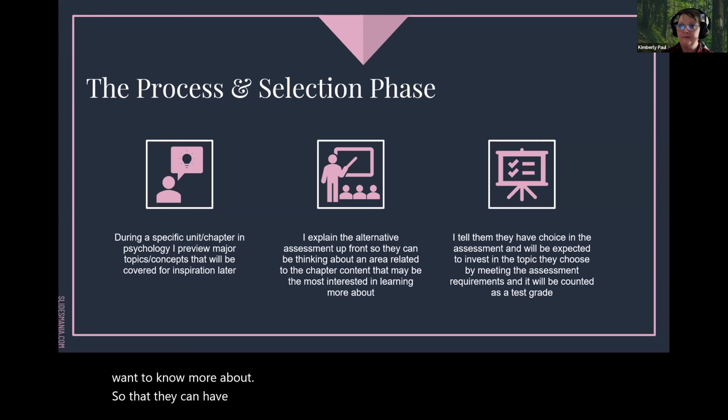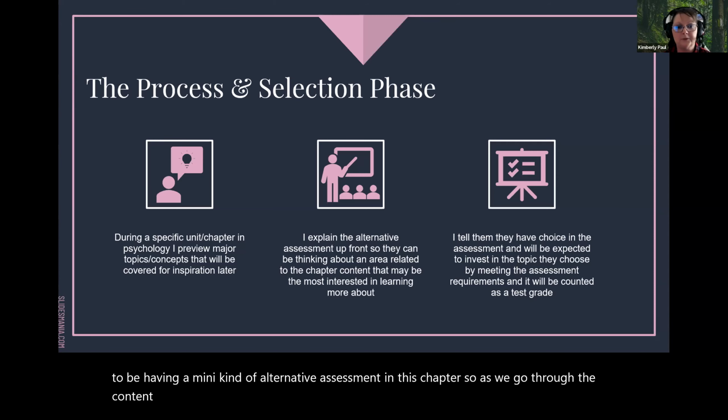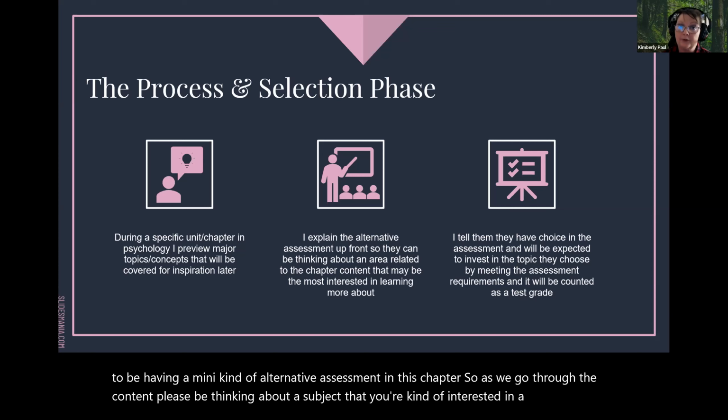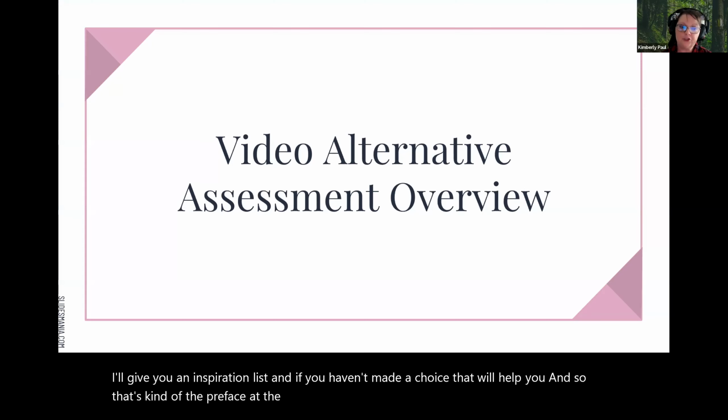And at the beginning of the unit, I tell them we're going to be having a mini alternative assessment in this chapter. So as we go through the content, please be thinking about a subject that you're interested in, a topic. And then I'll give you an inspiration list. And if you haven't made a choice, that will help you. So that's the preface at the beginning of the unit. And then they have to choose.